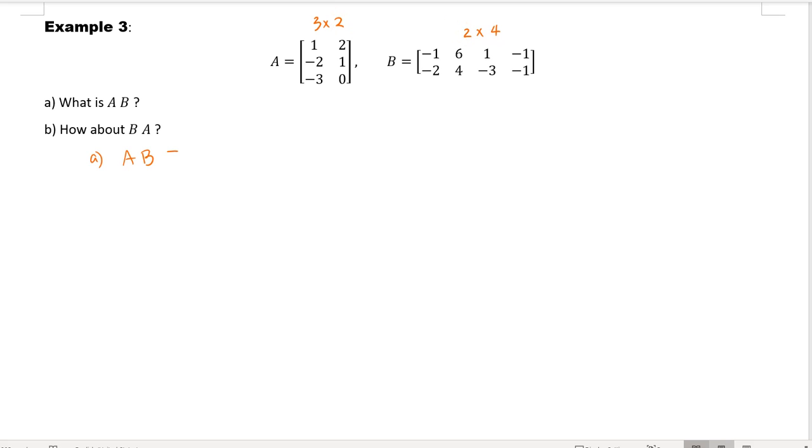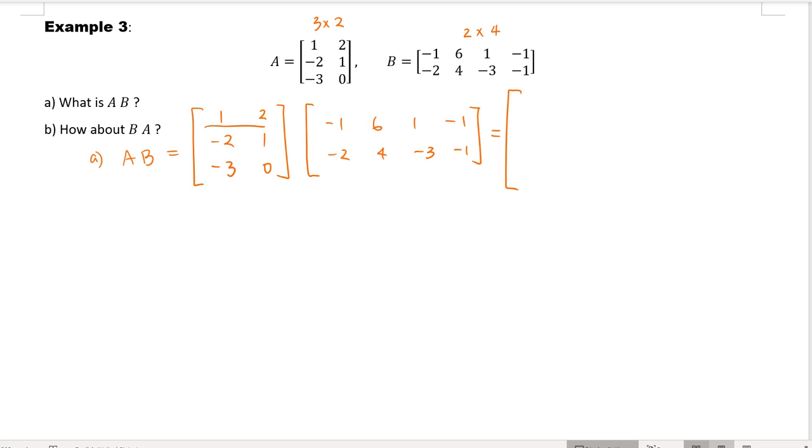So let's see. A times B, let me copy down A here. B is minus 1, 6, 1, minus 1, minus 2, 4, minus 3, minus 1. Alright, so we use row times column. So here, 1 times minus 1 is minus 1. Plus 2 times minus 2 is negative 4.